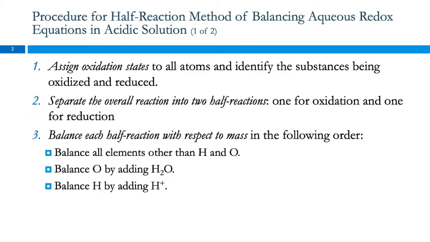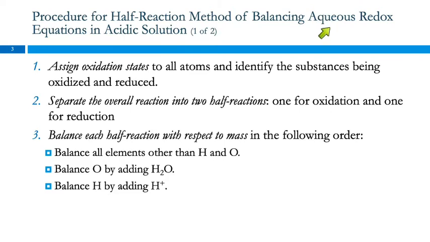Step 2, separate the overall reaction into 2 half reactions. One will be for oxidation and one will be for reduction. But you don't actually have to label them if it doesn't require you to do so. And then we're going to balance each of the half reactions. First, we balance with respect to mass. Balance everything other than H and O. Then we're going to balance oxygens by adding water and balance hydrogens by adding hydrogen ions.